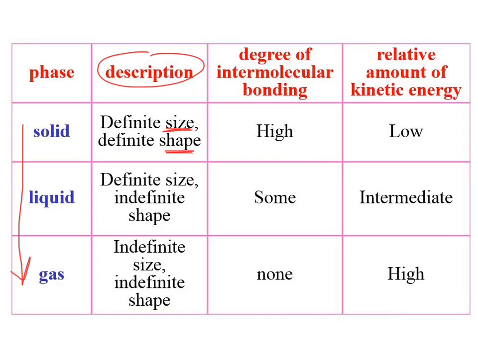So I bet you guys would already tell me this. Solids have a definite size and a definite shape. Liquids have a definite size, but liquids take on the shape of their container. So liquids have an indefinite shape. And gases, oh my gosh, I love gases. Because gases take on the shape of their container and gases take on the volume of their container. So both their size and shape is indefinite.